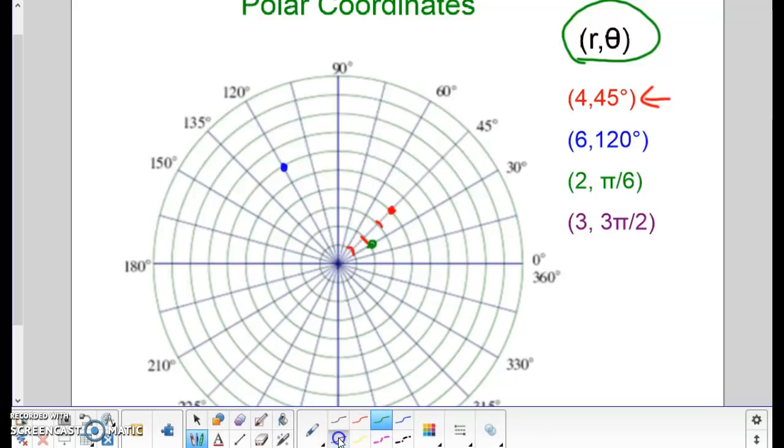And the last one, our purple one, the radius is 3 and the angle is 3 pi over 2. So 3 pi over 2 is straight down. The radius is 1, 2, 3, so that would be a point that's right here. This part is all fairly straightforward, so let's move on to the next thought.